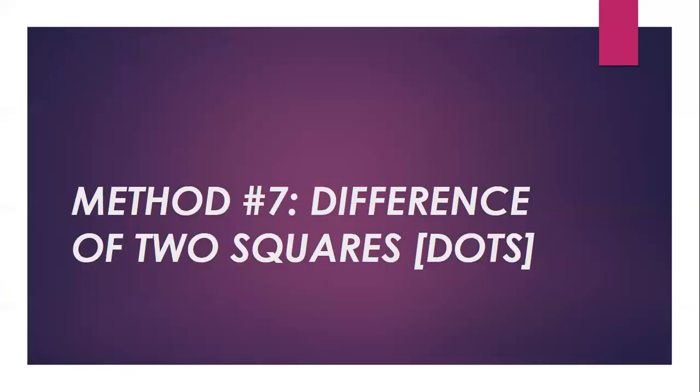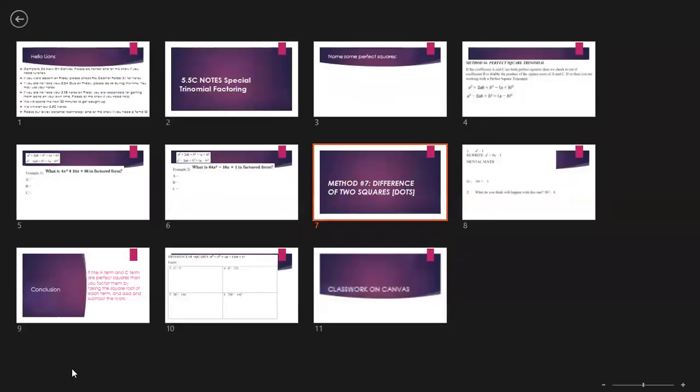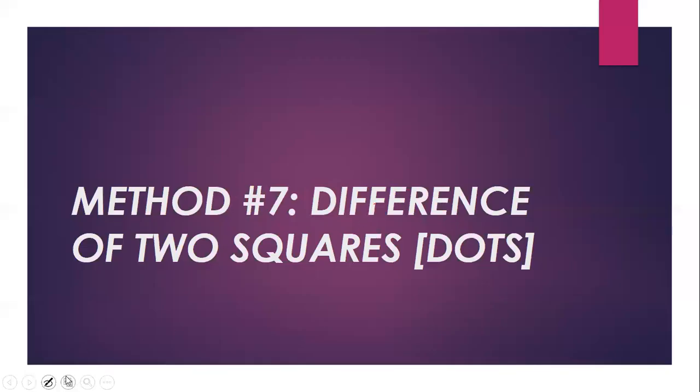Okay. All right. On the back, method number 7, difference of two squares, dots. For dots, what it means when it says difference is that something's being subtracted, right? And it says two squares. So that means you have a perfect square here and a perfect square here being subtracted. That's what it means when it says difference of two squares.